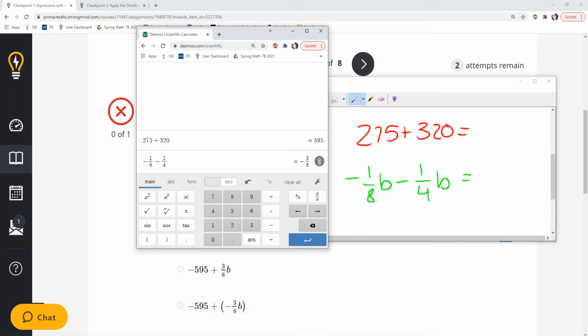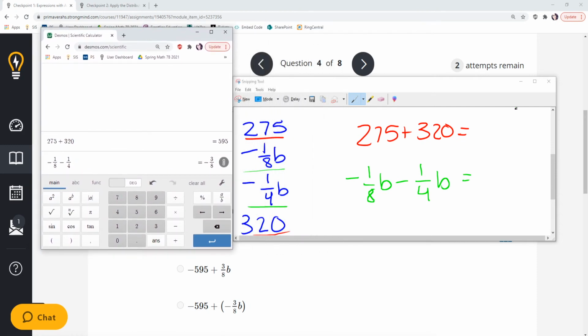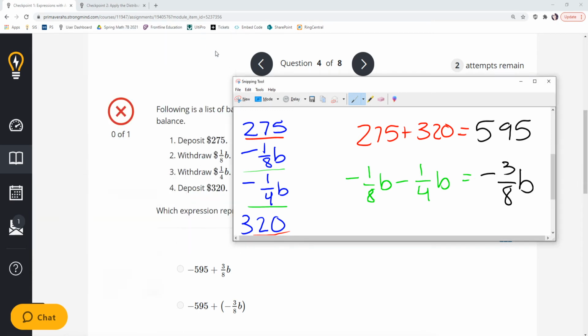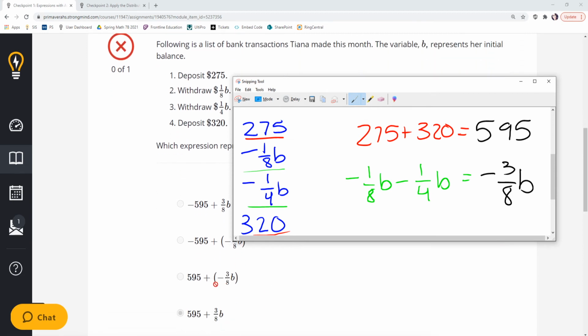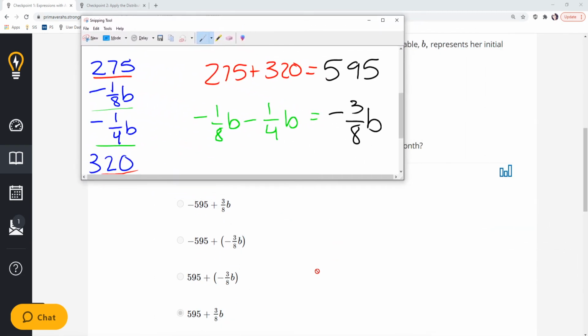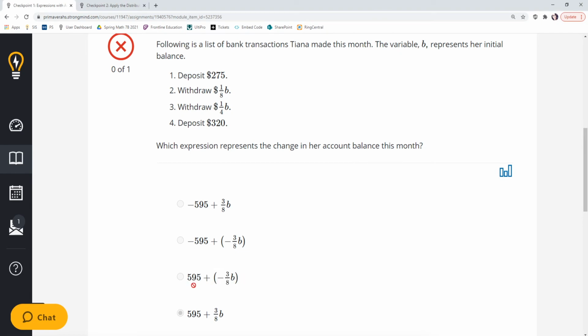So this tells me that my final answers here, this number up here, 595. This one is negative 3 over 8b. So when we look at our answer choices, we want to pick one that has a positive 595 and a negative 3 over 8b. So positive 595, negative 3 over 8b.